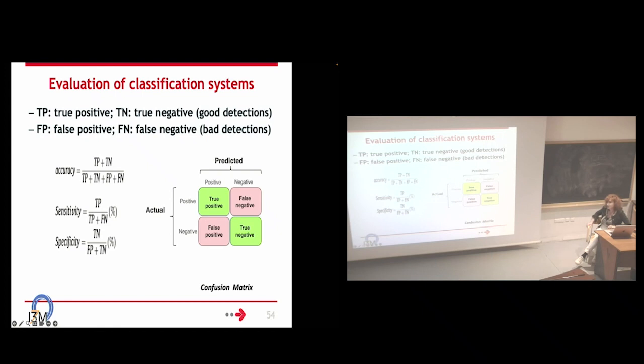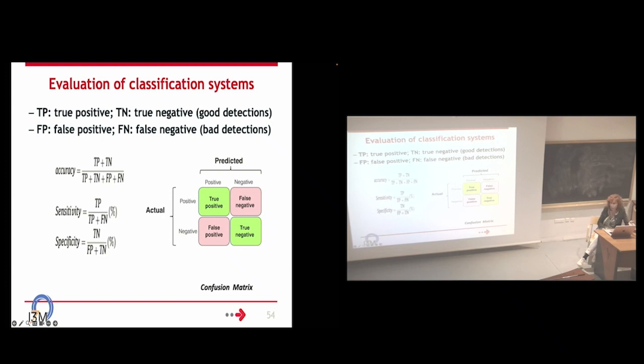Of course, as for any classification system, you need some metrics to evaluate your systems. Classically, we use true positive, true negative, false positive, and false negative. But of course, in medical applications, you need to avoid false negatives. You need to avoid this bad detection that can be very dangerous, because if you miss a pathology, that could be dramatic for the patient. So we pay particular attention in medical applications to the false negative rate.